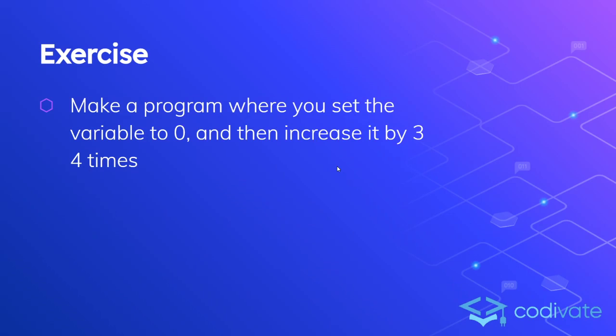Alright, now you're writing again. Make a program where you set the variable to 0, and then increase it by 3, and you repeat that 4 times. This might be a little confusing. So you're increasing it by 3, and you're repeating that action 4 times. So try it. Alright?